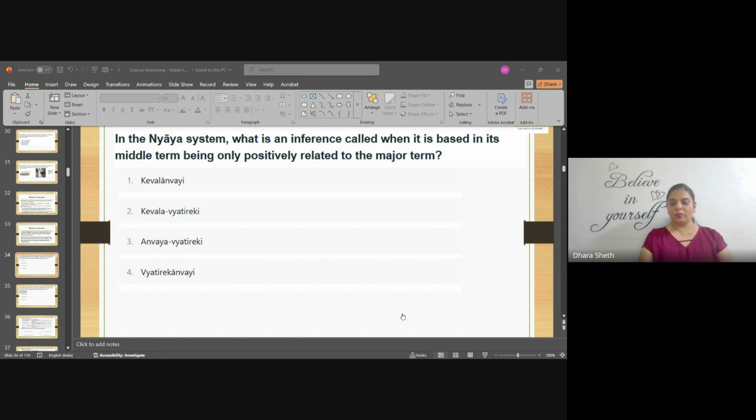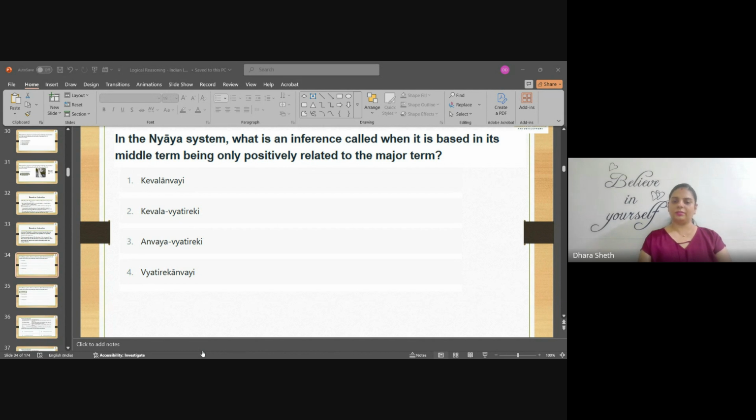In the Nyaya system, what is an inference called when it is based on the middle term being only positively related to the major term? Keval Anvai, Keval Vyatireki, Anvai Vyatireki, Vyatirek Anvai. The fourth name does not exist. It's just made up. The first three are the types.